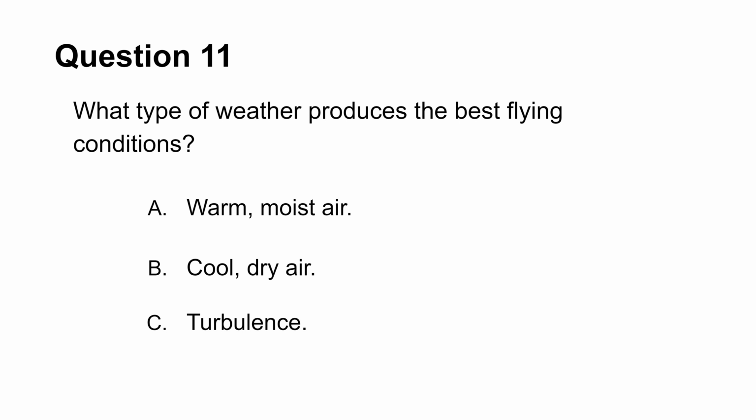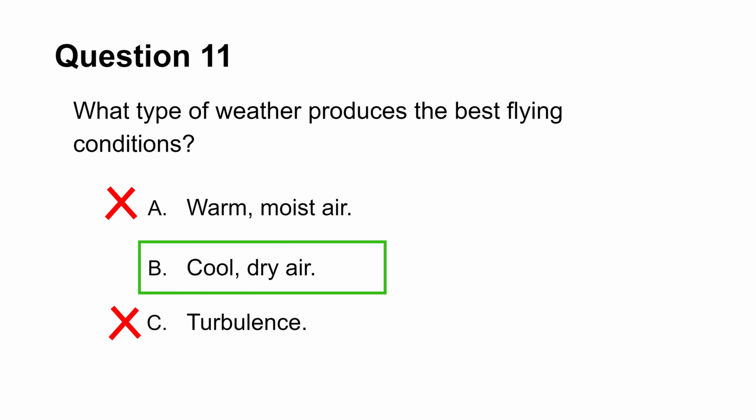The next question wants to identify the best flying conditions. We can immediately discard choice C, as turbulence is terrible for flights. Choice A is incorrect because warm, moist air has few air molecules in it and contains a lot of water vapor, which is not good for flying. Cold, dry air, on the other hand, is denser and contains more air molecules compared to warm, moist air for a given volume. Also, cool, dry air is very stable and resists vertical movement, making it perfect for flying. This makes choice B the answer.